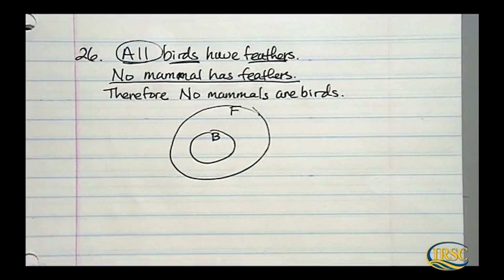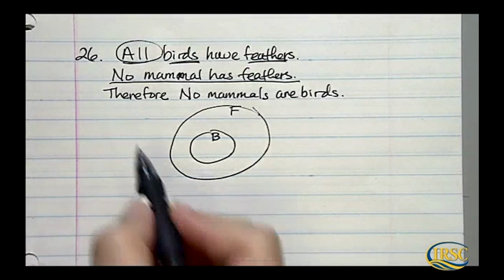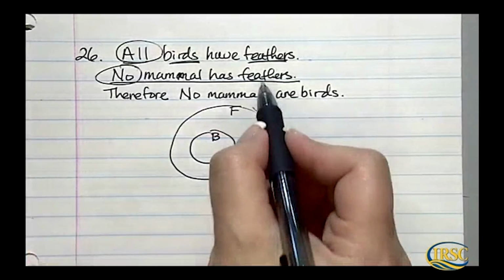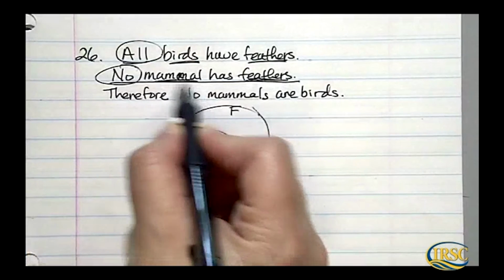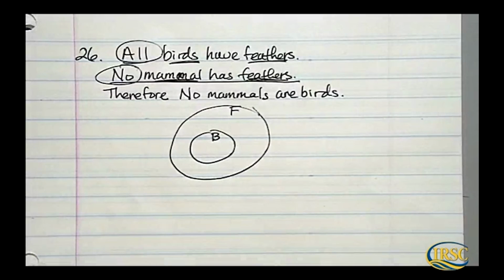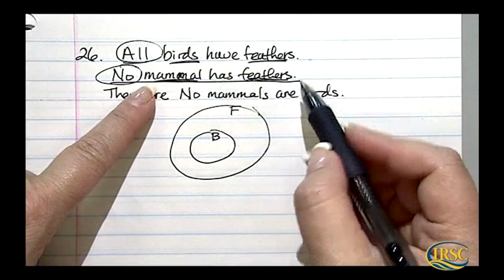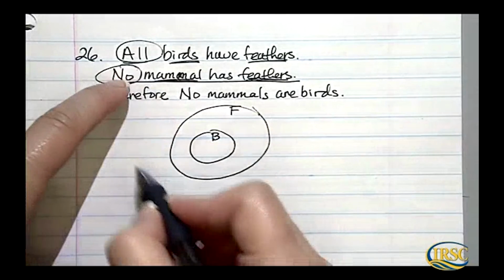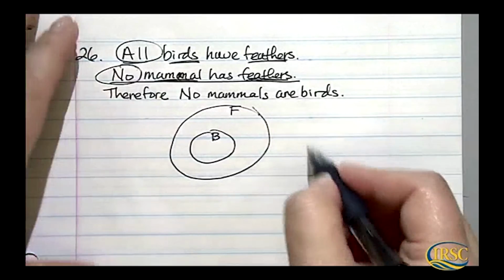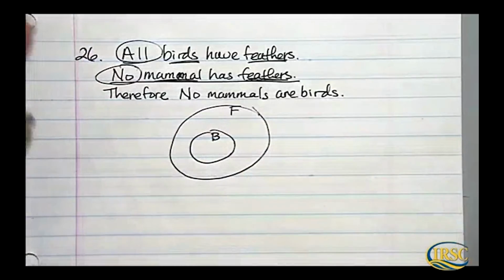Okay, now the second premise says no mammal has feathers. So the key word there? No. We already have a circle for feathers. We need a circle for mammal. But before we do that, you always want to make sure that if you have more than one possible way to draw this, you're trying to draw it in a way that proves the conclusion false. Okay, so I need a circle for mammals, and I know for sure it cannot touch the feathers. And there's really only one way to draw this. There's going to be a circle somewhere out here that doesn't touch anything else.